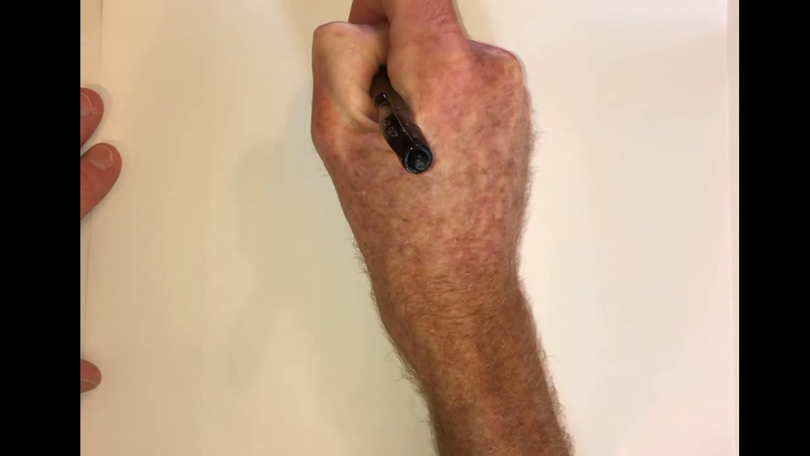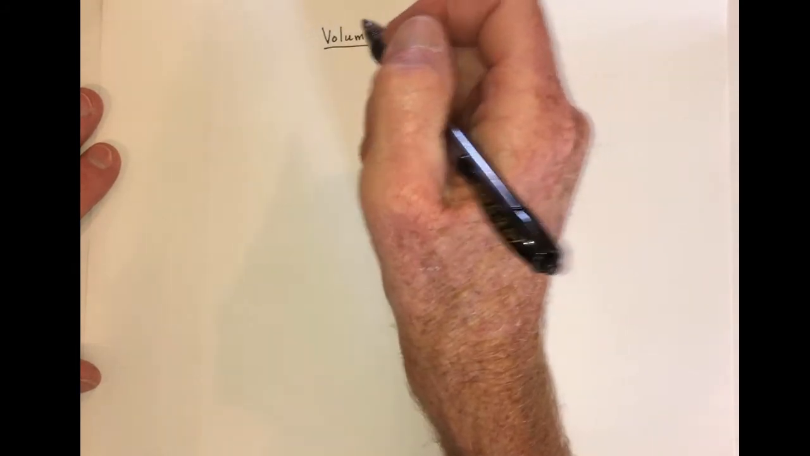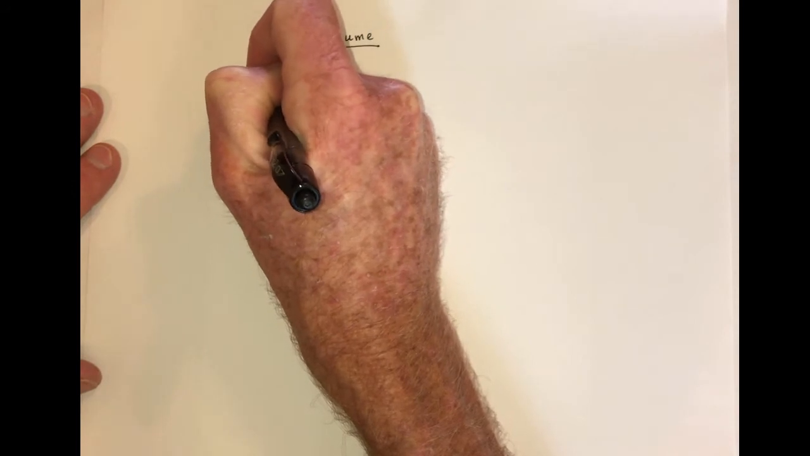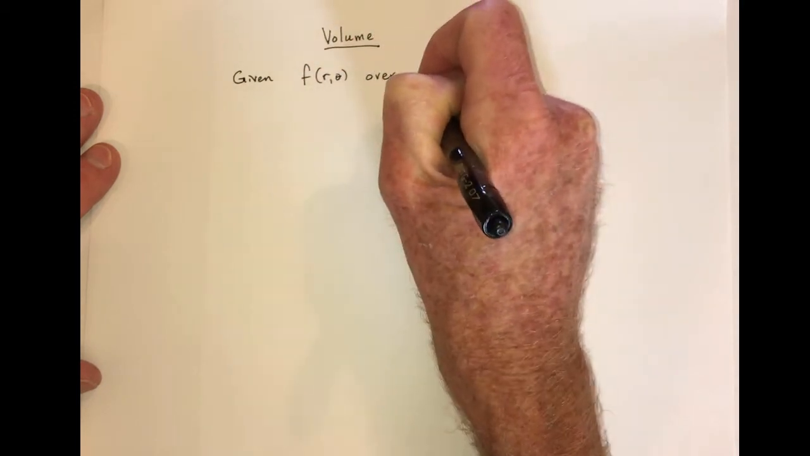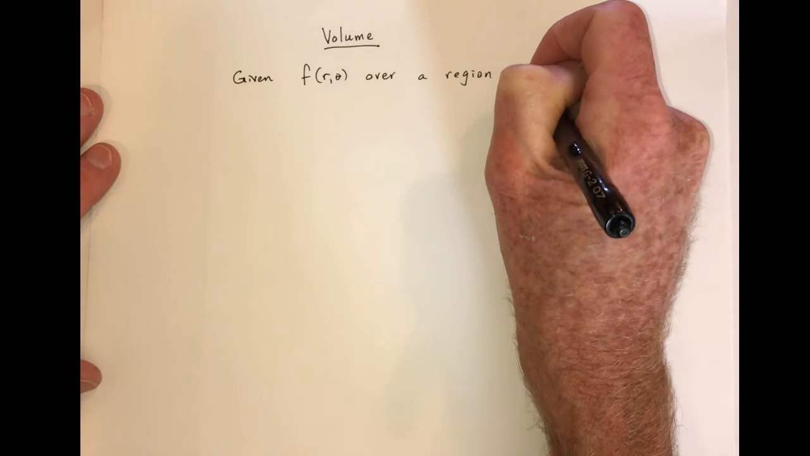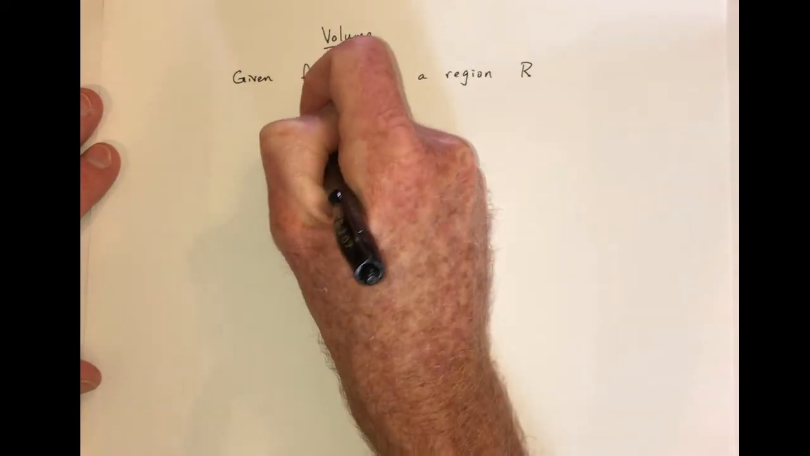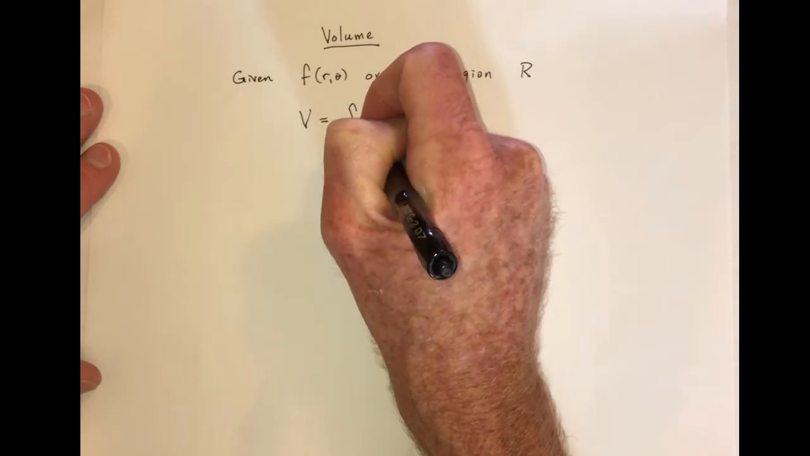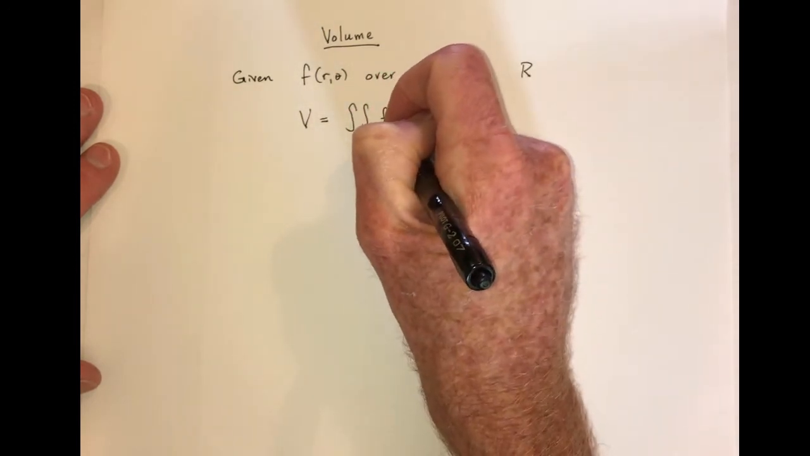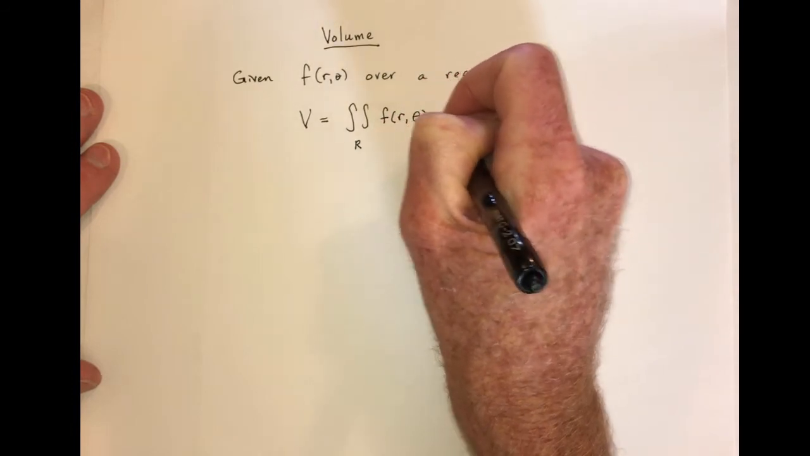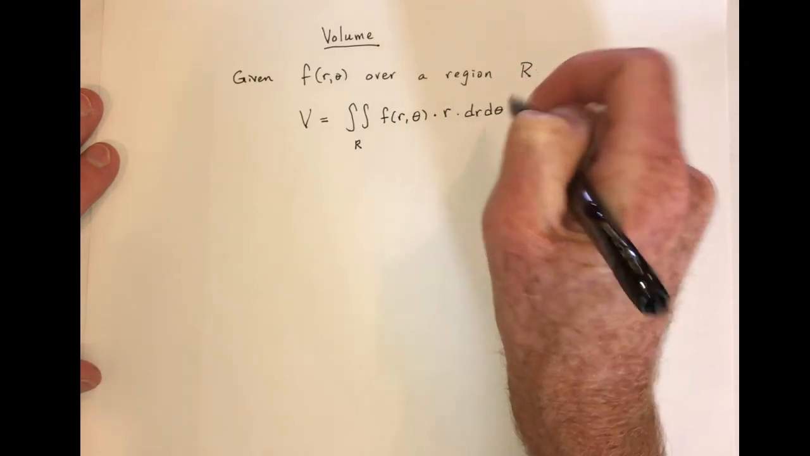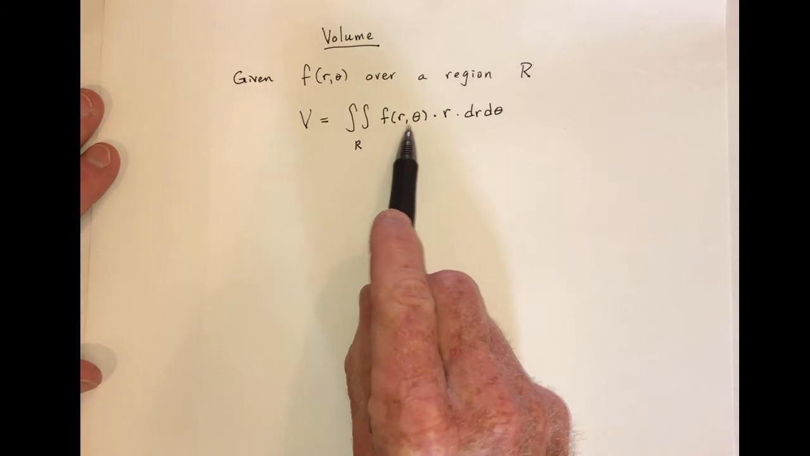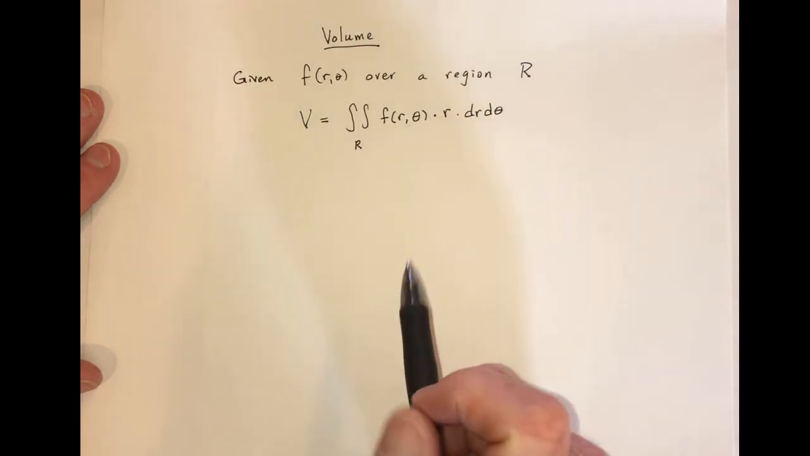All right, now we're going to find volume. So if you're given some function, a function of r and theta over a region, which is going to be called R, then the volume is equal to the double integral over that region. Then you need to put the function right here. Then there's that extra r, and then dr d theta. And because you have one dimension times a second times a third, then that's finding volume.